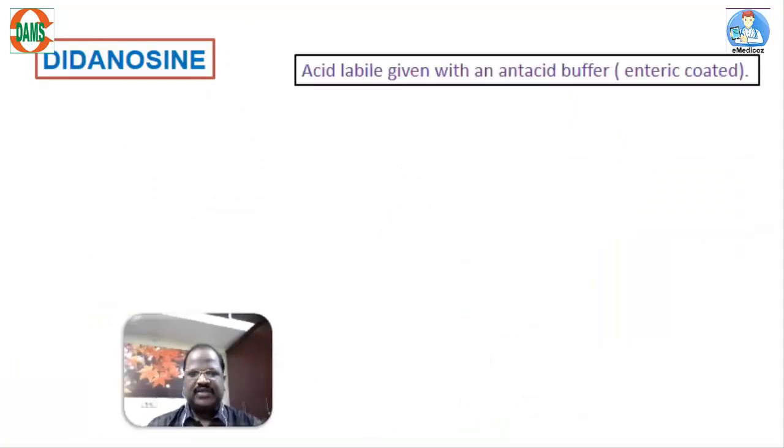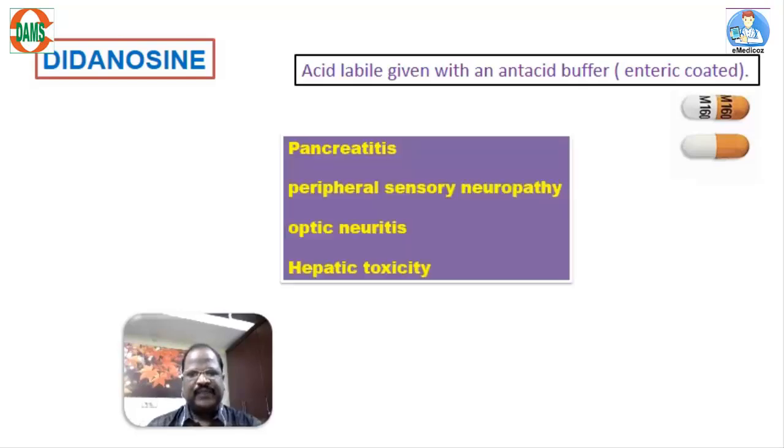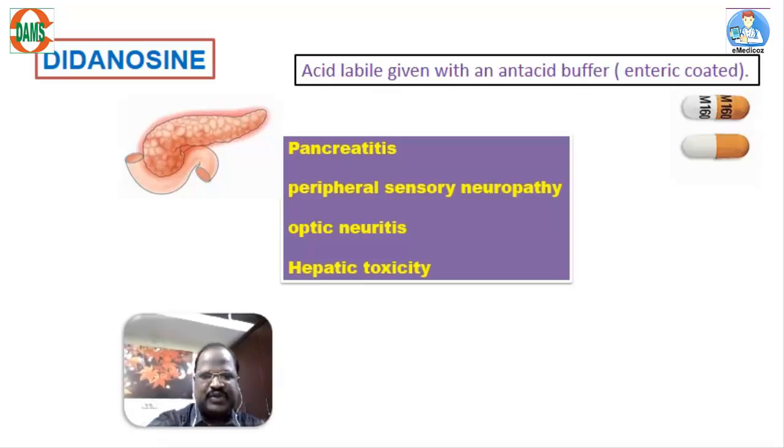Didanosine. Actually, it's an acid labile drug, so it is given along with an antacid buffer, that is called the enteric coated form. This drug causes so many adverse effects like pancreatitis, peripheral sensory neuropathy, and also optic neuritis and hepatotoxicity. Here, reinforcing the point, the dose limiting adverse effect of didanosine is pancreatitis. Remember, this is an important MCQ.